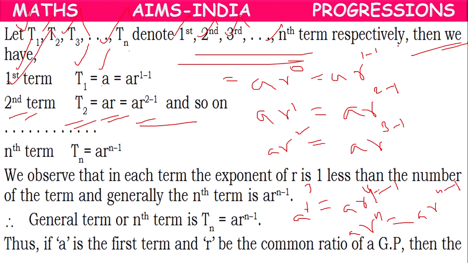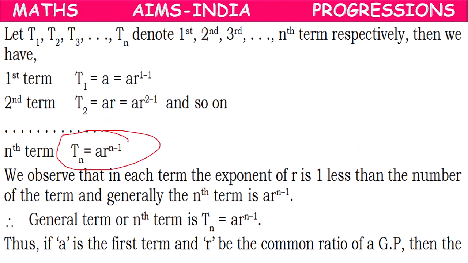Because for first term we got 1 minus 1, second term 2 minus 1, third term 3 minus 1, fourth term 4 minus 1, fifth term 5 minus 1. Like that, nth term will be AR to the power of n minus 1. So this is the formula for general term of a GP, or nth term of a GP. So in each term, the exponent of R is 1 less than the number of the term.